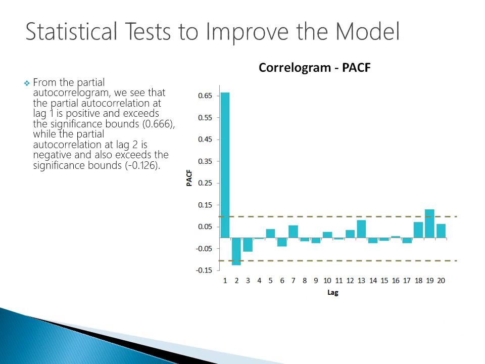From the partial correlogram, we see that the partial autocorrelation at lag 1 is positive and exceeds the significance bounds, 0.666, while the partial autocorrelation at lag 2 is negative and also exceeds the significance bounds of minus 0.126. The partial autocorrelations tail off to 0 after lag 2.